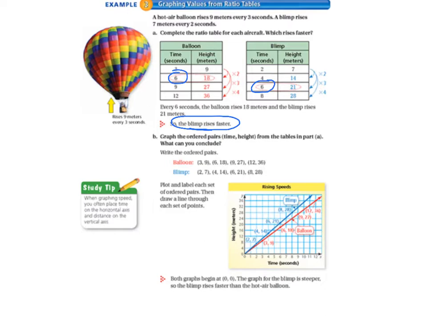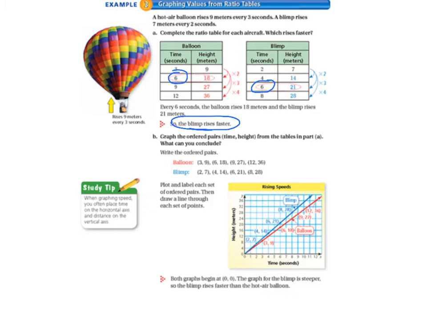And we need to remember that we always go across first and then up when we're graphing. So we plot and label. So we go across to 3, and then up to 9, across to 6, and up to 18, across to 9, and up to 27, and across to 12, and up to 36, and then we connect those dots. You would be using a ruler. And then to do the blimp, we would do the same thing with those ordered pairs.